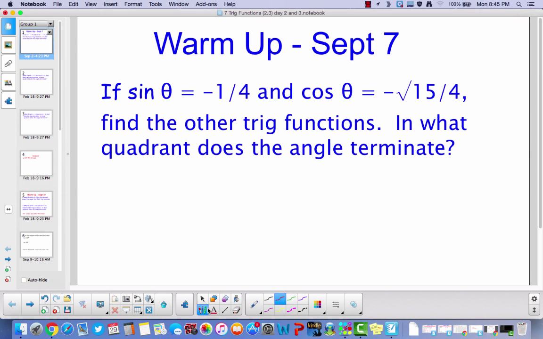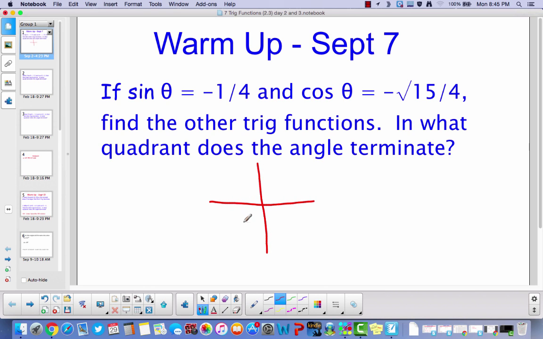Good morning. Today we're going to work with some more of the trig functions. So let's do this review from yesterday. Go ahead and take a few minutes and do it. All right. So now let's talk about where it is.